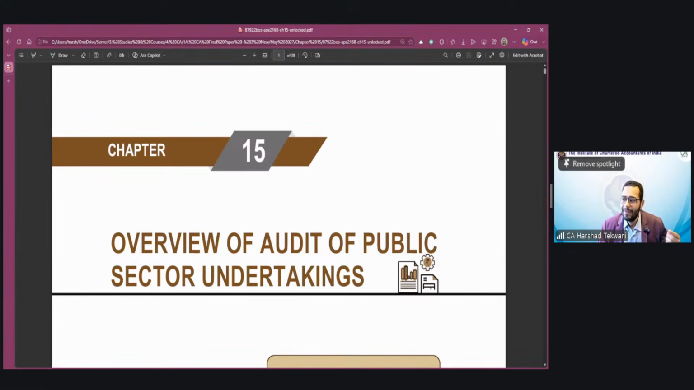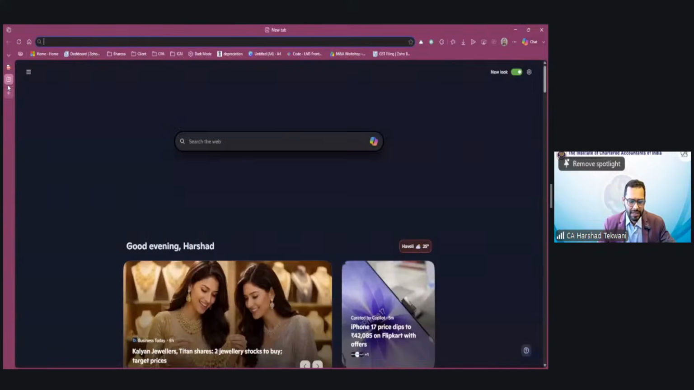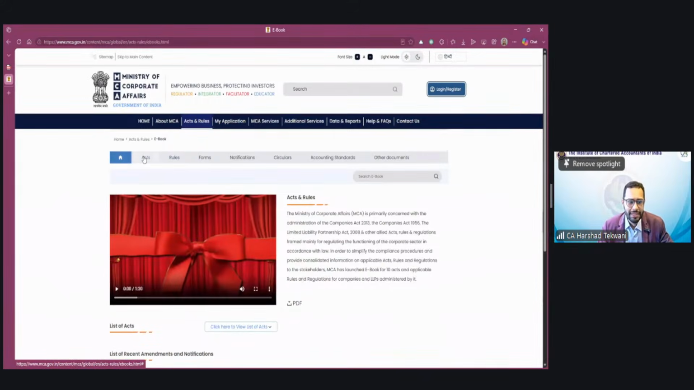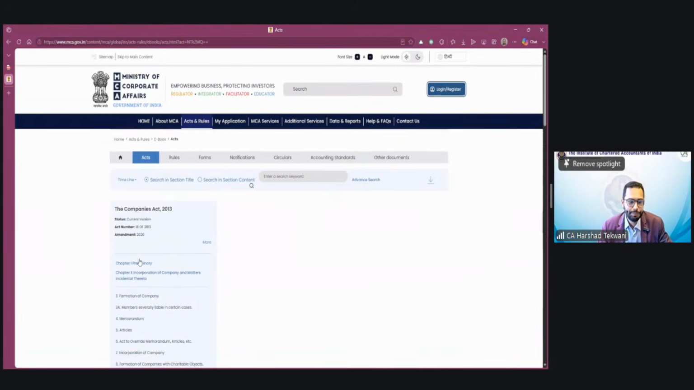Can anyone tell me what a government company is as per the Companies Act? What do you mean by government company as per the definition of the Companies Act? No? Let us see from the Companies Act itself, because that's how we will understand. Let's go to the act itself and understand what we mean when we say a government company. So let's go to the definitions.